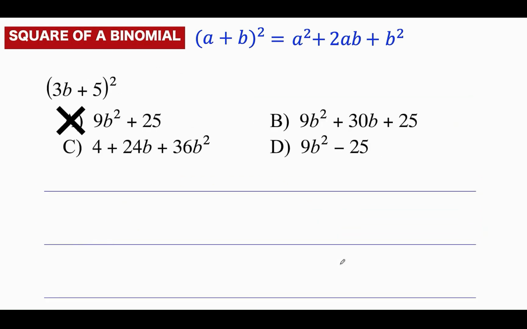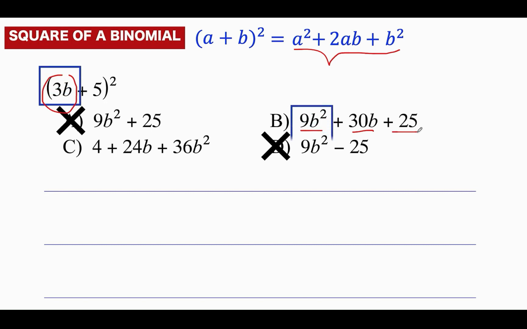Next, in here, we can automatically eliminate option A and option B, because for the square of a binomial like this, we always expect 3 terms for the answer. So it's either C or D. Let's copy the problem. So you square the first term. 3 squared is 9, so you have 9b squared. Then multiply 3b times 5 and then double it. 3 times 5 is 15. Then copy b, 15b, and double that to get 30b. And then square 5 to get 25. So the answer is letter B.